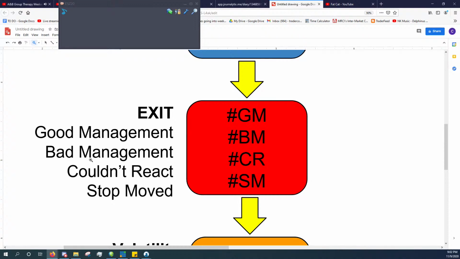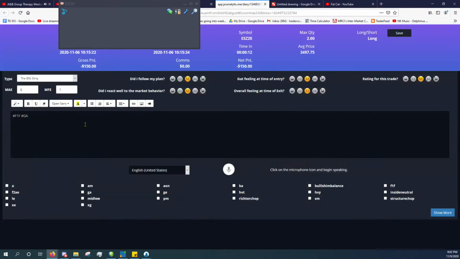It was bad management. It wasn't the most horrific management, but I was too slow. And I could put slow management, but that's too many hashtag pairs. I used to do that before I hashtagged, because I used to write notes. I would look at my P&L and write notes of every trade that happened, and it makes more sense to transition from note taking to hashtag pairing.